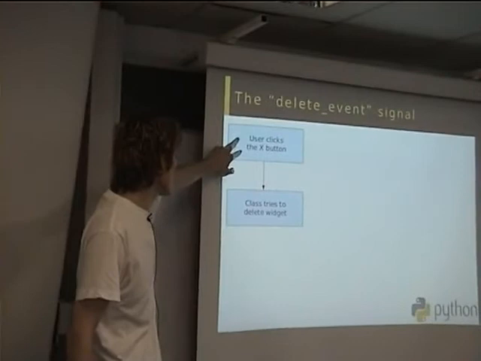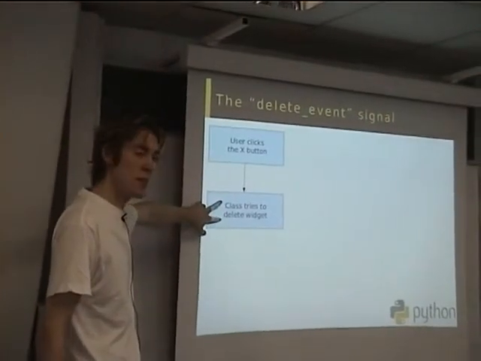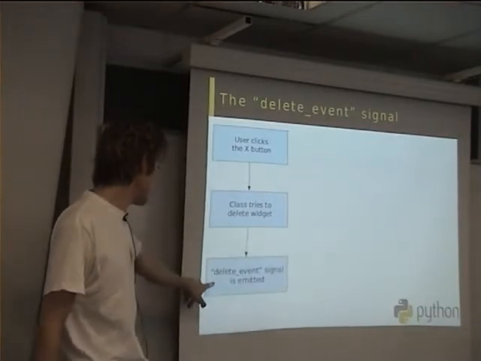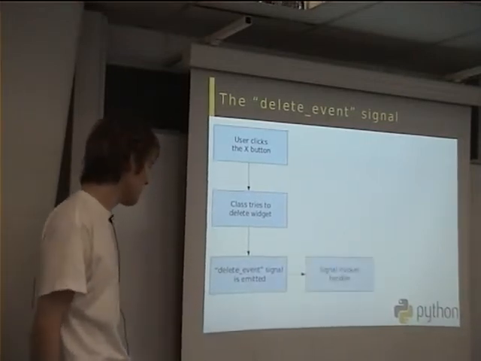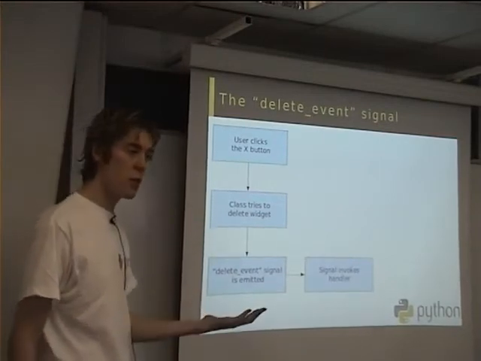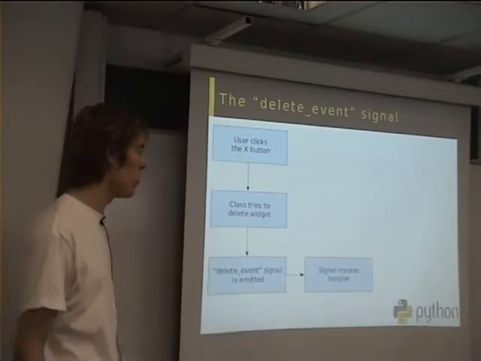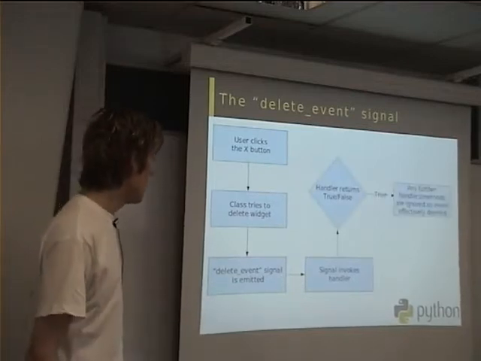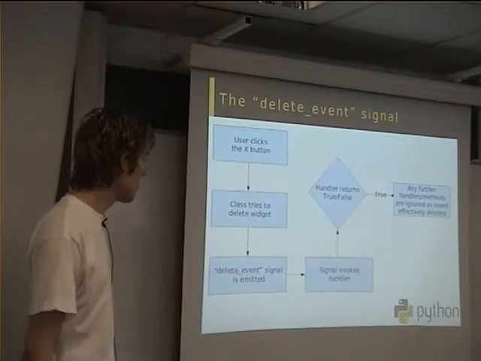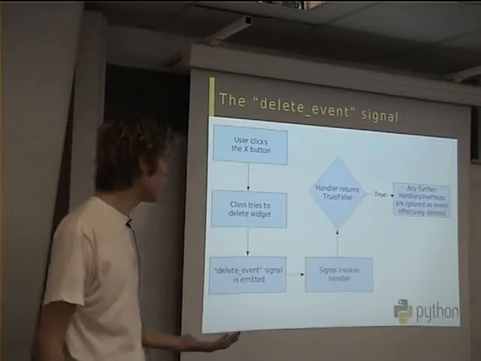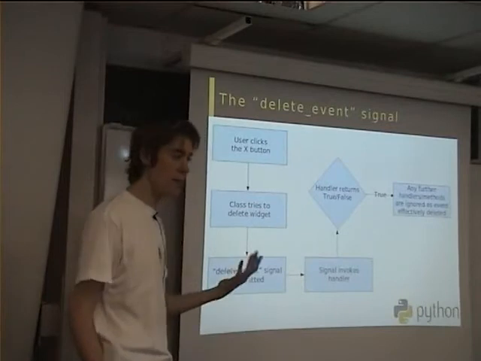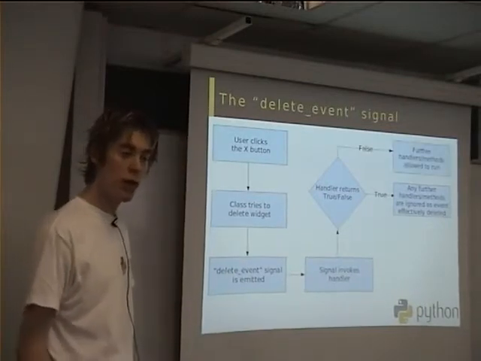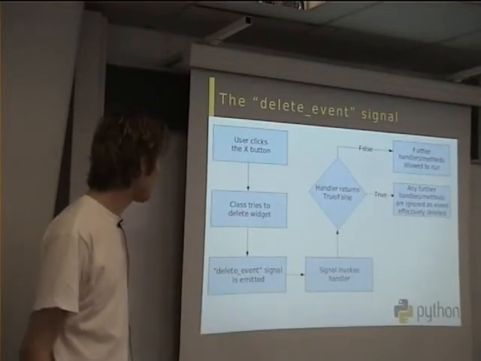So the user clicks the button and the class tries to delete the big window widget. So the delete event signal is emitted, and this signal invokes the handler as we connected it to the onDelete event one. The handler then returns true or false, and if it returns true, any further handlers or methods are ignored, as this event is effectively deleted. It's like it never existed. However, if we return false, it lets the delete event happen.